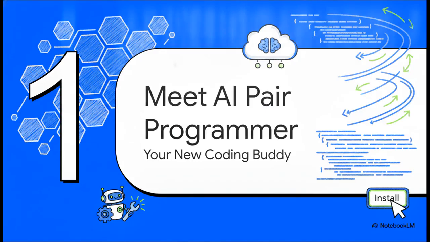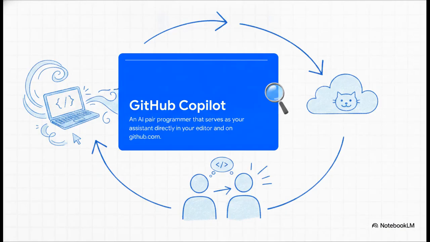So, Section 1, meet your AI pair programmer. Before we click install on anything, let's nail down what this tool actually is. You know how traditional pair programming works, right? Two developers sitting together, sharing a screen, catching errors in real time. It is awesome, but let's be real, it's pretty resource heavy.